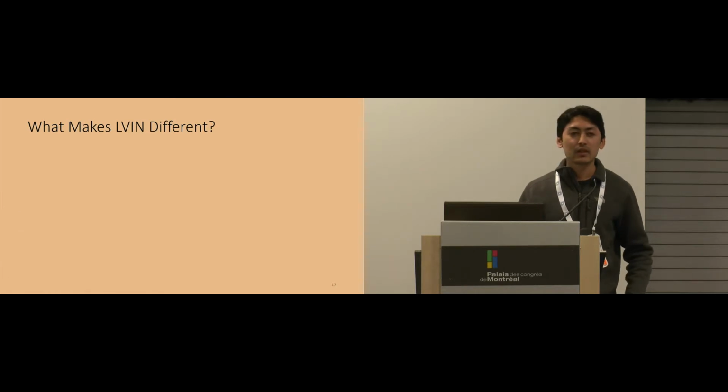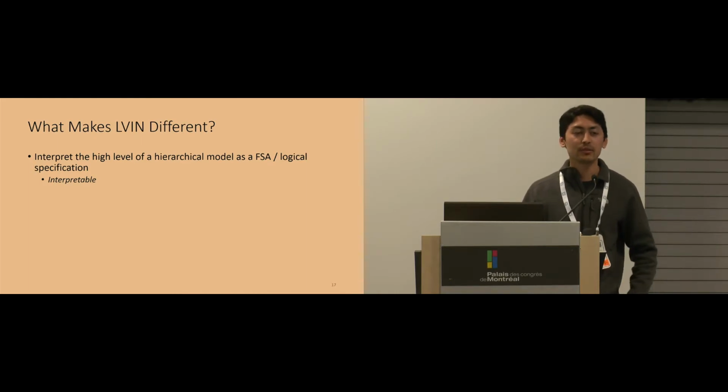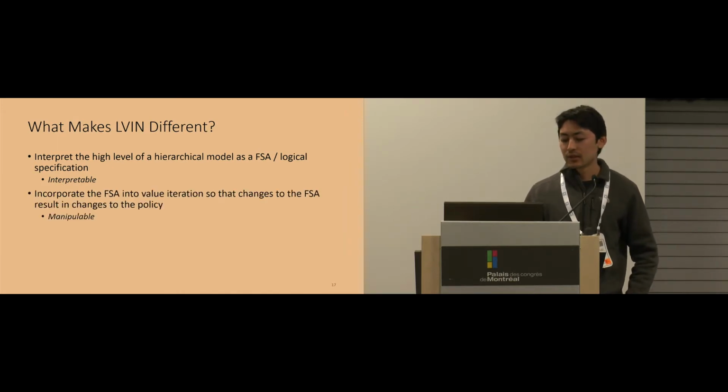So what makes LVIN different from other hierarchical models? One is that we interpret the high level of the hierarchical model as an FSA, or as a logical specification. So we hope that this makes it more interpretable than other ways. And we incorporate the FSA directly into the value iteration so that changes to the FSA result in changes to the policy, which makes it manipulable.